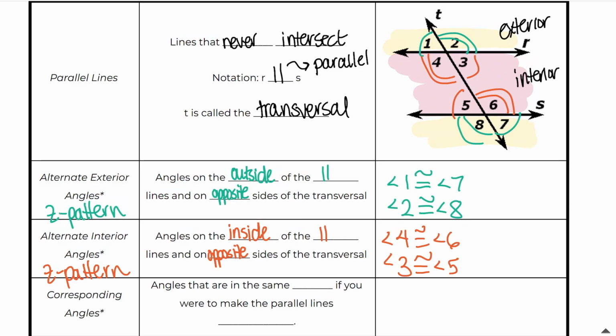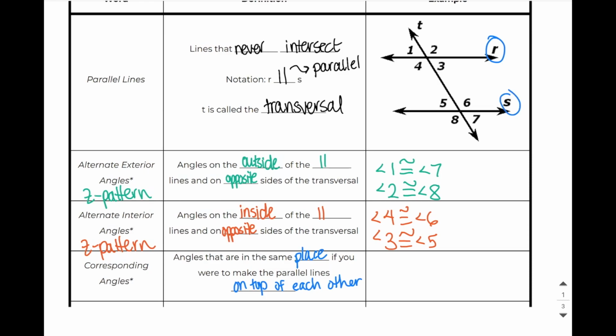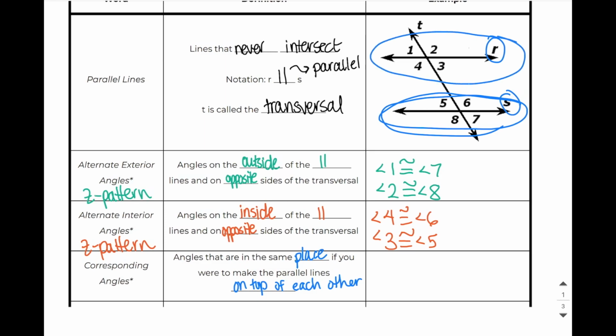All right, so now corresponding angles. These are angles that are in the same place if you were to make the parallel lines on top of each other. So see lines R and S. If I were to move line S right here and take all of these angles and place them on top of line R, what angles would be in the exact same spot? Well, if I were to move this whole thing up, then 5 would be where angle 1 is, 6 would be where angle 2 is, 7 would be where angle 3 is, and 8 would be where angle 4 is. And these would also be congruent to each other.